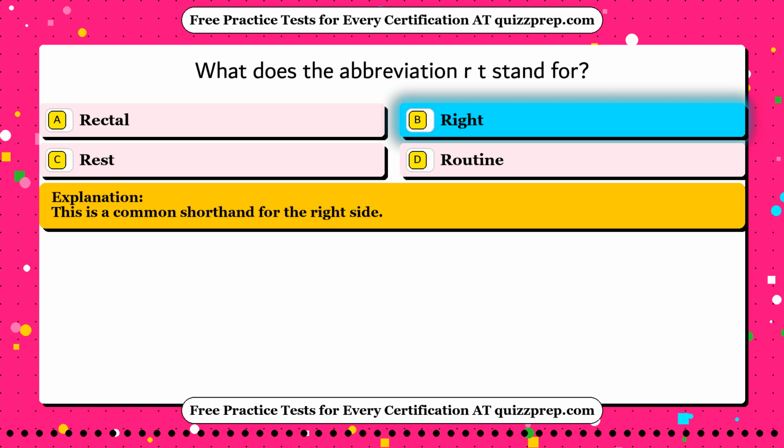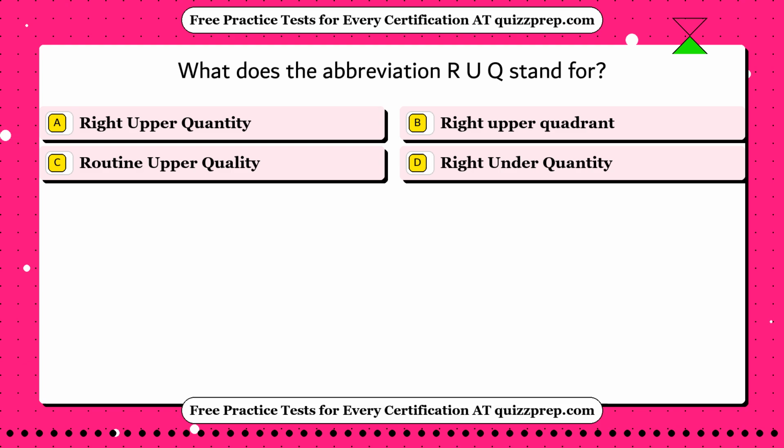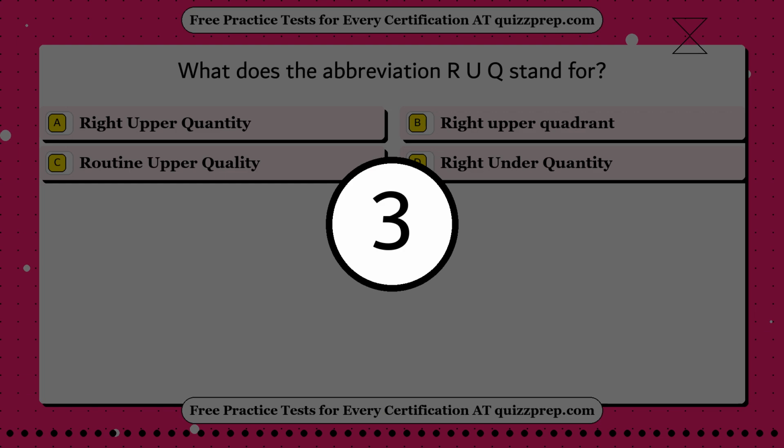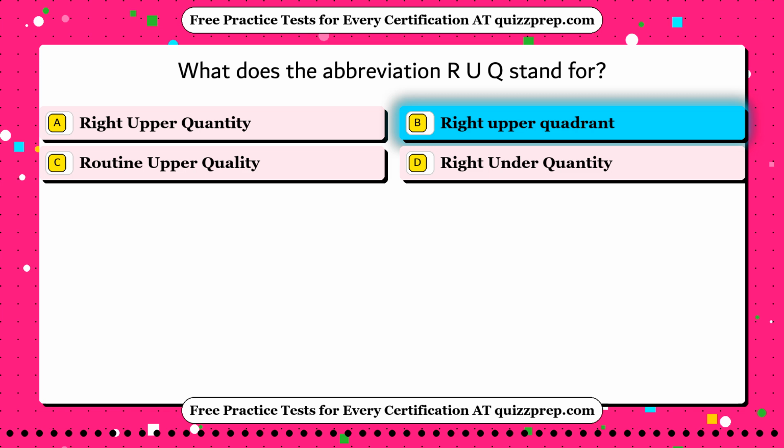This is a common shorthand for the right side. Question 112. What does the abbreviation RUQ stand for? Option A, right upper quantity. Option B, right upper quadrant. Option C, routine upper quality. Option D, right under quantity. The correct answer is option B, right upper quadrant.